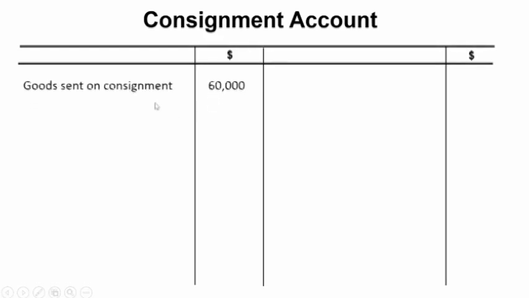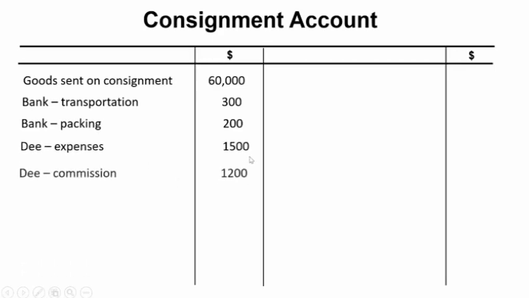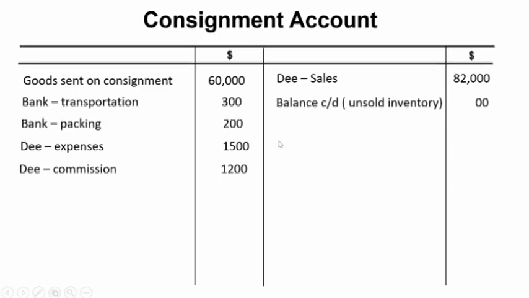First one is goods sent on consignment, consignor's expense, that is transportation, consignor's expense packing, consignee's expense, consignee's commission, sales 82,000, unsold inventory nil. Now all the entries are over in this account.